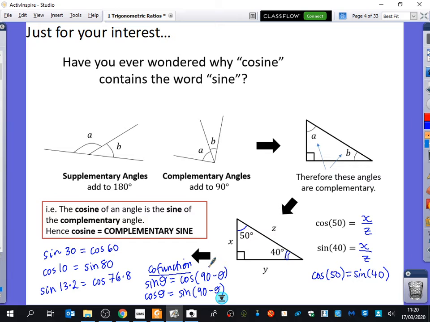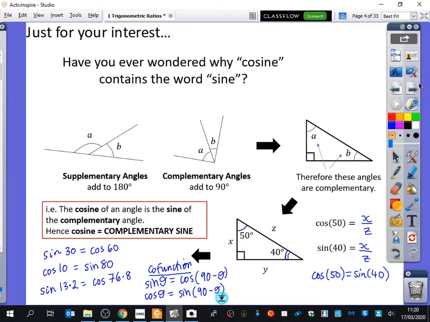We've looked at this idea of the co-function. Simply by adding a co in front of it, you can just take the complement of the angle and it will still give you the same value. Okay. So we're going to go back now to some non-right angle triangles.